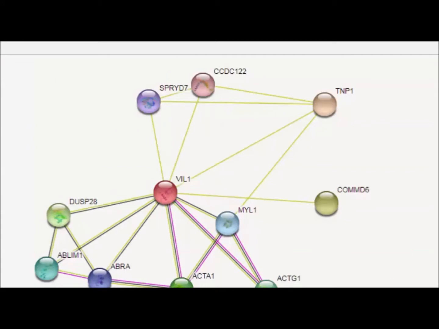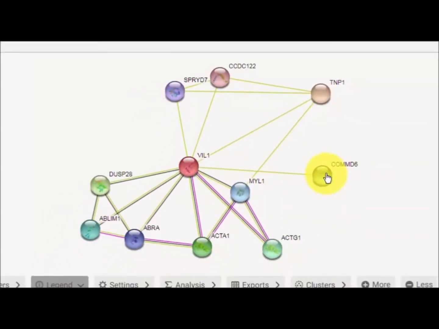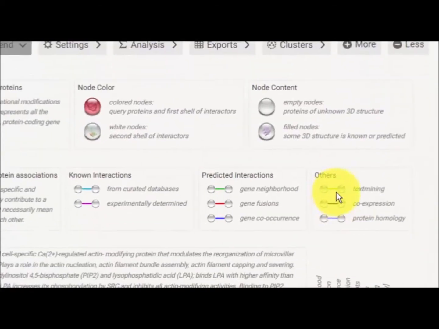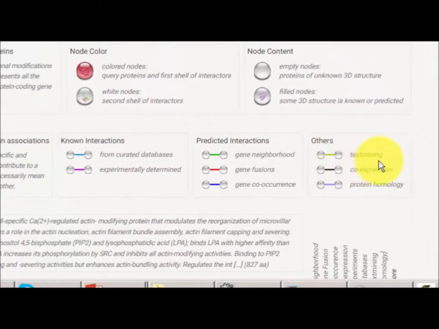Now let's look at these known interactions. Now the interactions are color coded, right? So for example, this interaction between the Will1 and the COMD6 or the TNP1 are this light green, and light green means it's a result of text mining. Okay, so you can realize that in order to put these bits of information together, there is no experimental information or information from databases, but somebody in some text, in an abstract perhaps, indicated that there was an interaction between the Will1 and the COMD6 domains.